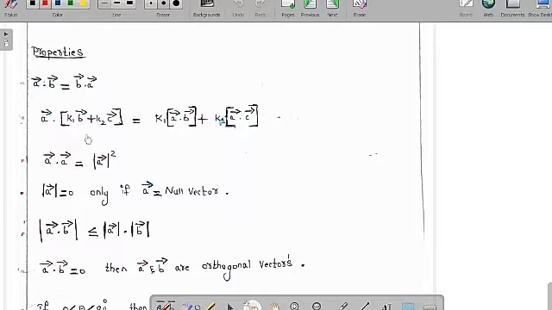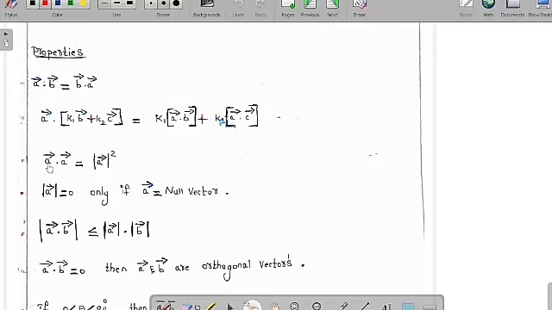So whichever process you go for, you are still going to get the same result. Basically, the geometrical meaning of the dot product is just finding the component of one vector in the direction of the other vector. That is called the dot product.